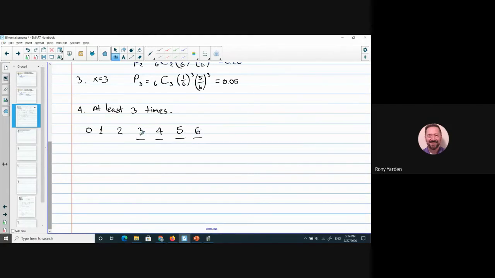So now we will have to calculate the probability of each one of these. We already calculated the 3. We know that the 3 is 5%. Then we have to do the equation 3 more times.